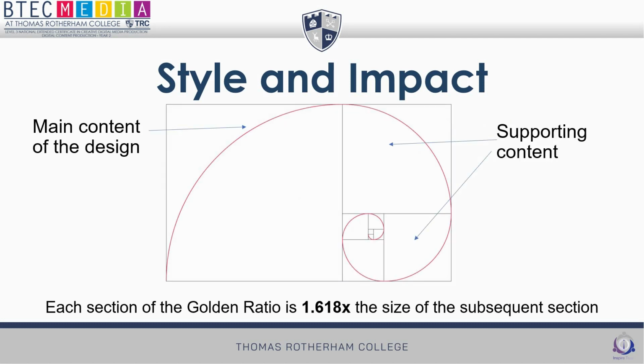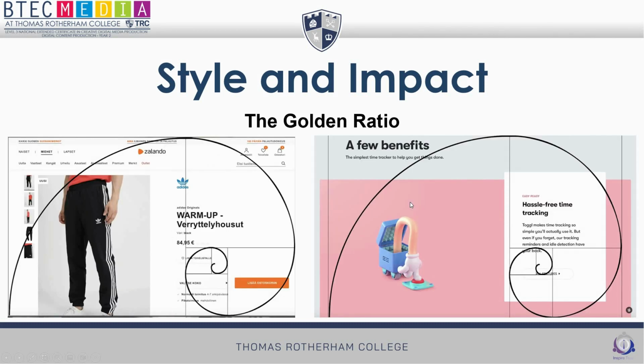So let's look at this example here. So if you look at this idea of the golden ratio, you've got your main content of design here. This could be a picture or a text. All this content here is supporting content. So it might be main picture, secondary picture, secondary picture, secondary picture, bit of text, whatever. Each section that you follow on the golden ratio is 1.68 times smaller than the subsequent section. Okay? So you've got some examples here from websites.